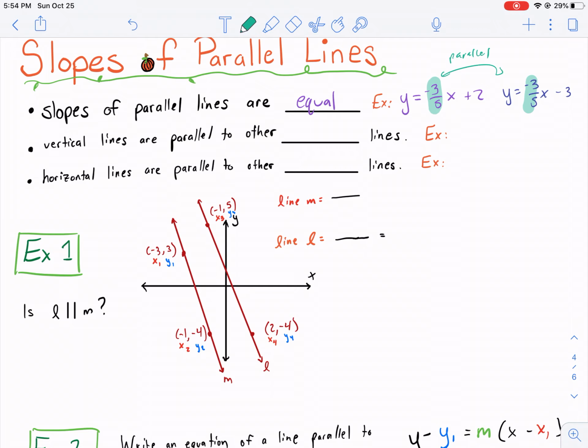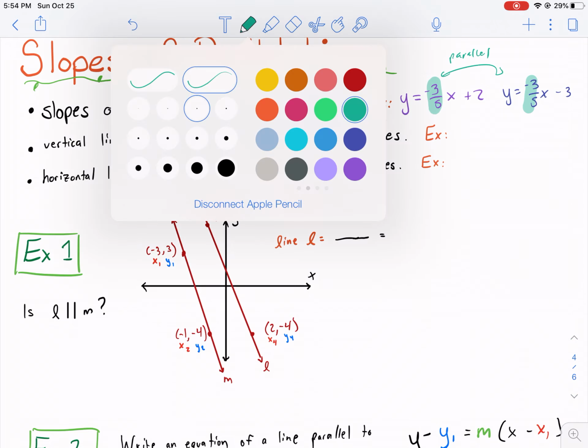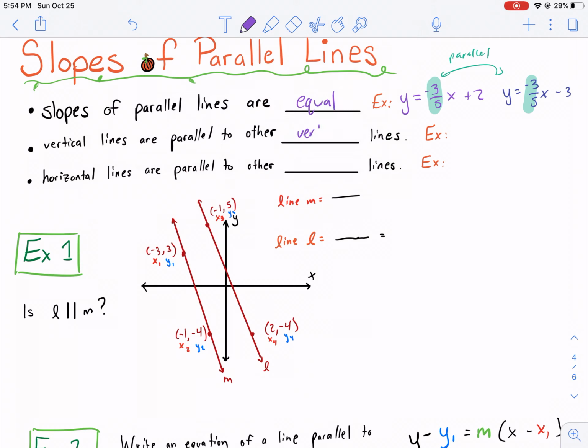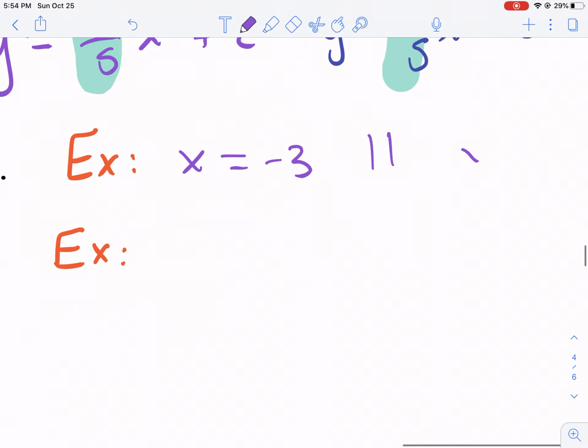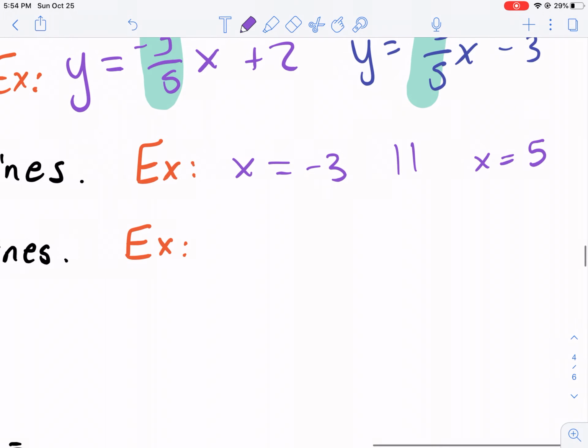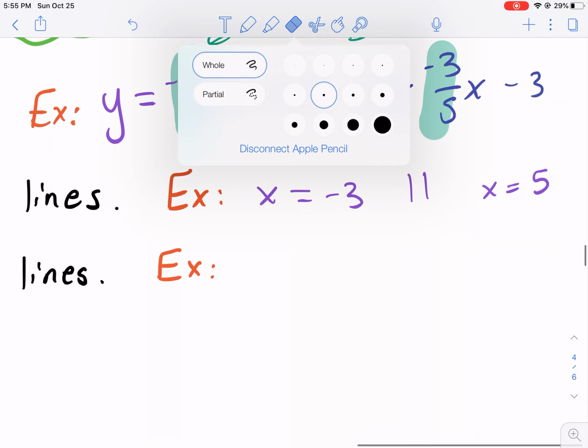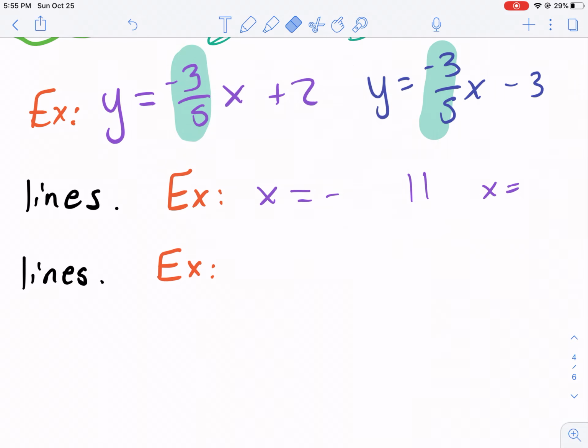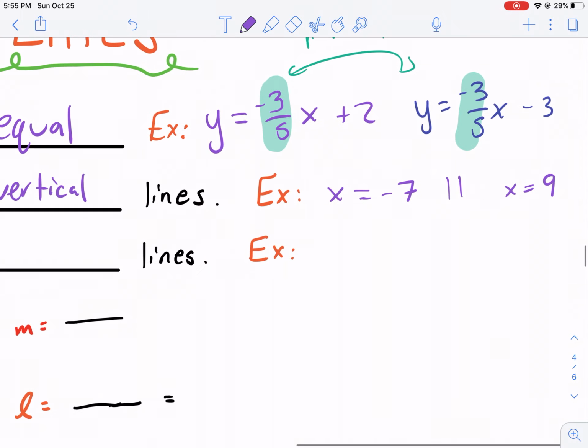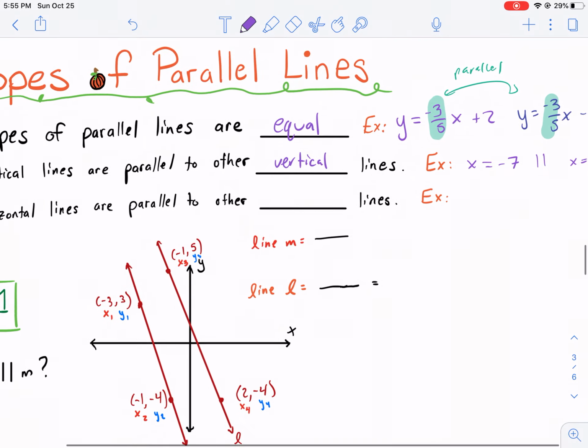Vertical lines are parallel to other vertical lines. An example of a vertical line is x equals negative 3. This would be parallel, and that's the symbol for parallel right there, to x equals, let's say, 5. Actually, let's change those numbers. Let's make it x equals negative 7 and x equals positive 9.